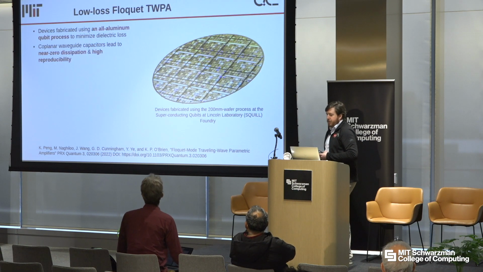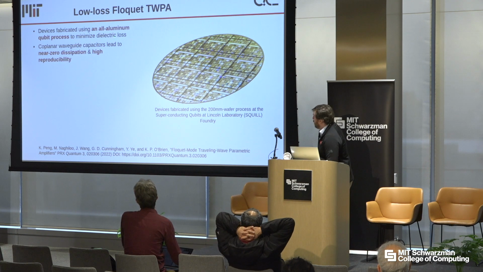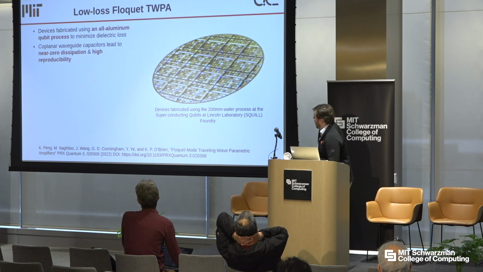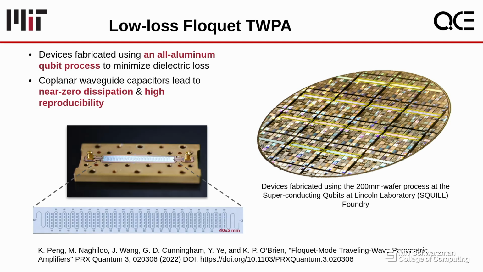Now we want to actually build these things. We fabricate this using an all-aluminum qubit process at MIT Lincoln Laboratory, and we build the device using coplanar waveguide capacitors to reach near zero dissipation. Here's an image of the wafer of these devices. It was fabricated in their foundry. Here we can look at one of the examples of these devices. It's a meandering transmission line where you inject the signal and the microwave pump on one side, and you get the amplified signal on the other side. This is in one of the packages that we developed.